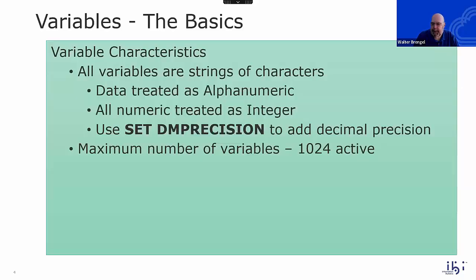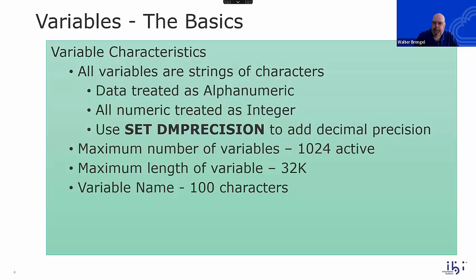Maximum number of variables is 1024. This probably needs to get updated. I don't believe there is a maximum anymore. It should only be limited based on your system and also with the maximum length of the variable. Variable name, 100 characters. Again, that might have gone up also. I'll have to double check on that. But as the product grows, we try to eliminate as many of the old restrictions that we used to have.